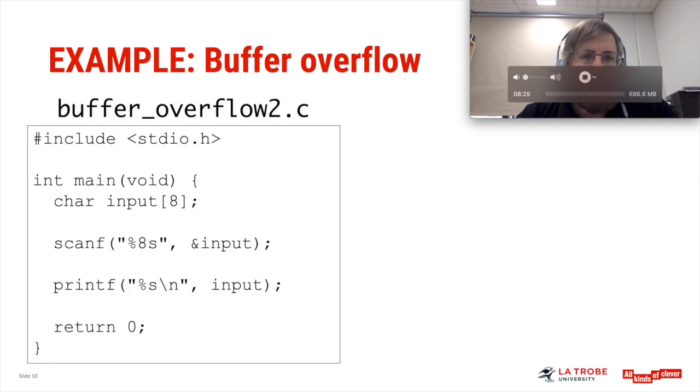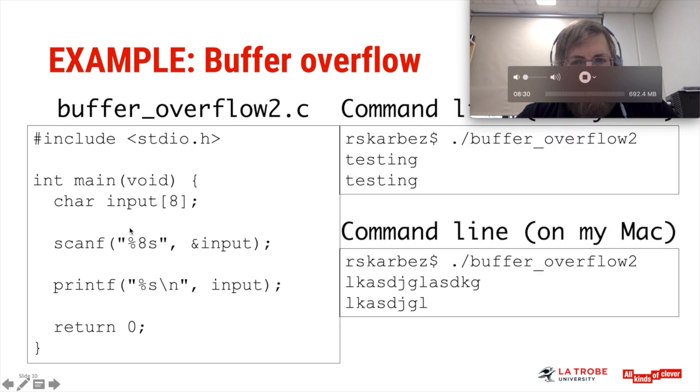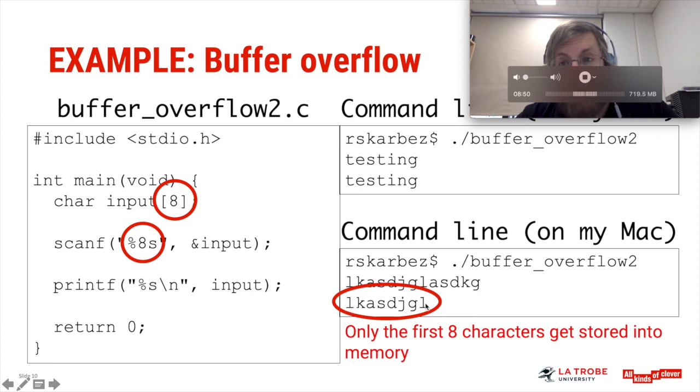So here, the only difference in this program is this %8s. I have added the width parameter to my scanf, and it's the same as the size of my char array. So testing still works fine, and now it works fine even when I mash the keyboard. It's just that it only prints the first 8 characters. Because I've used %8, only the first 8 characters get stored into memory.